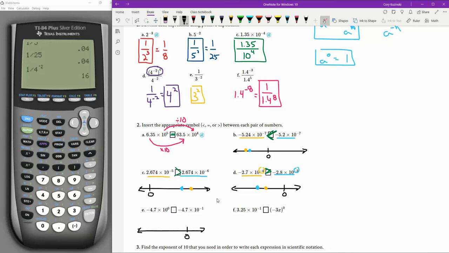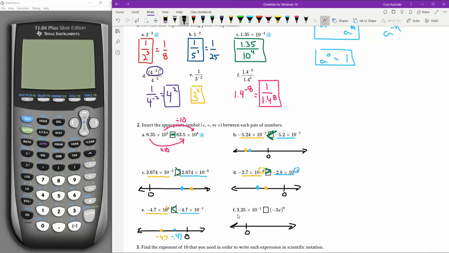Dealing with negative numbers. That's 1 right there, so this is just negative 4.7. Negative 4.7 times 1 is negative 4.7. And this number, when you multiply it by 10 to the negative 1, you're really dividing it by 10. So it's like negative 0.47. All right, so orange less than blue. Yeah. All right, one more of those anyway.